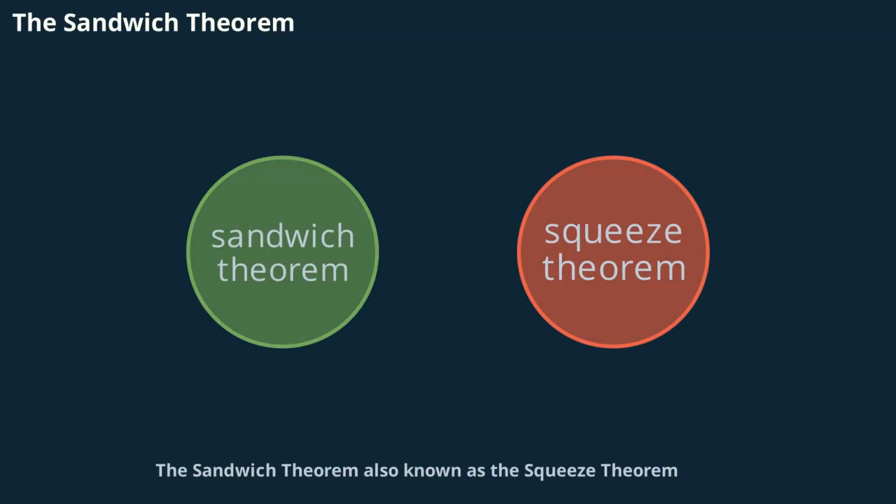Sandwich theorem, also known as the squeeze theorem, helps us find limits of functions that are difficult to analyze directly. If a function is squeezed between two others that have the same limit at a point, then it must share that limit. This is especially useful for functions that oscillate or are defined in complicated ways.